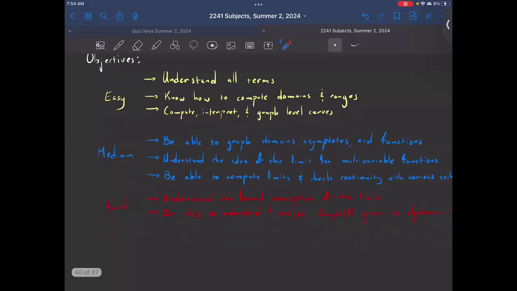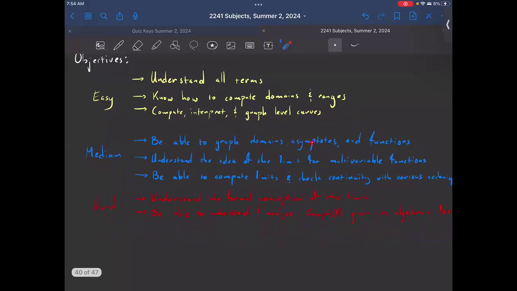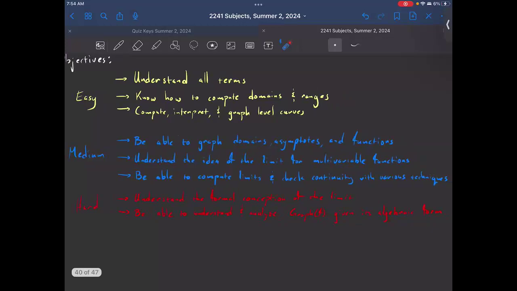All right, medium. I want you to be able to graph domains, asymptotes, and functions, or at least understand visually what they should look like. You should understand the idea of the limit for multivariable functions. This is actually kind of important. You should know the difference between showing that a limit does not exist and showing that a limit does exist, because they're very different ways of computing things. Last, for mediums, we want to be able to compute limits and check continuity with the various techniques.